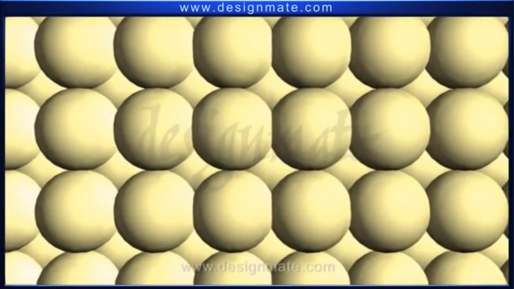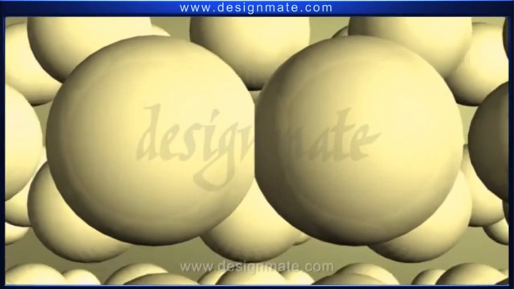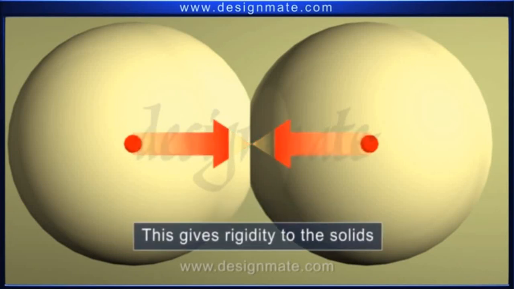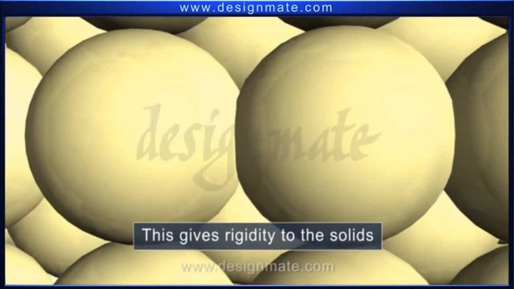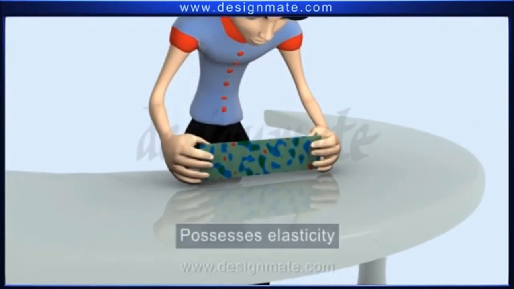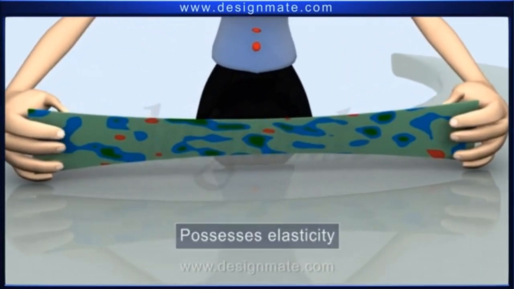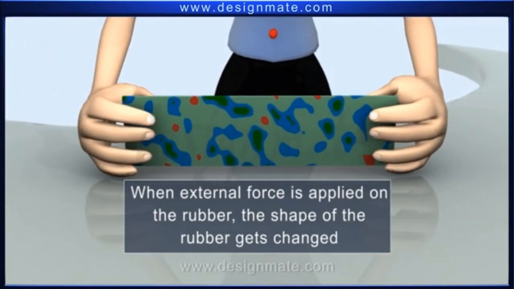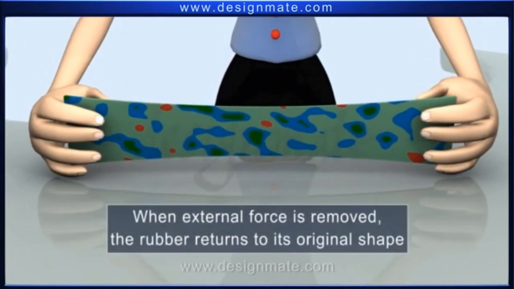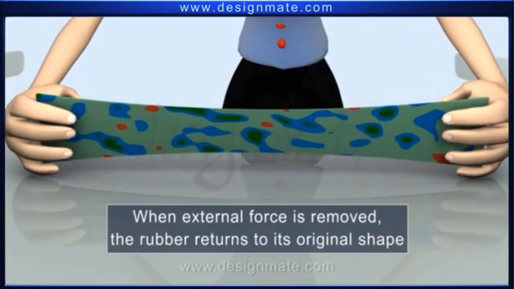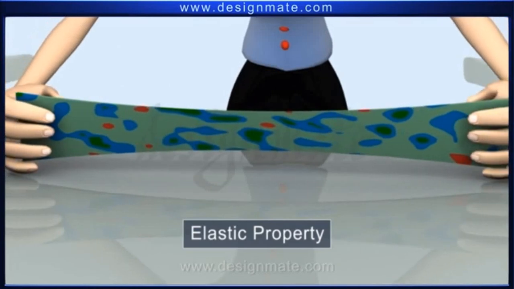Because the particles within a solid are held close to one another by strong forces of attraction, forming a compact structure. This gives rigidity to solids. However, some solids like rubber possess elasticity. That is, when an external force is applied on it, the shape of rubber changes. And when it is released, rubber regains its original shape. This is due to its elastic property.